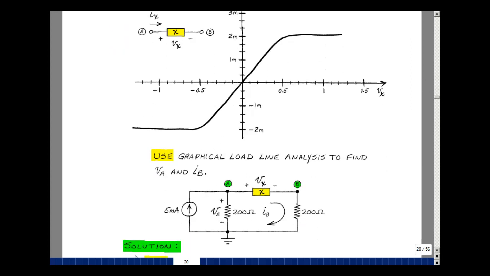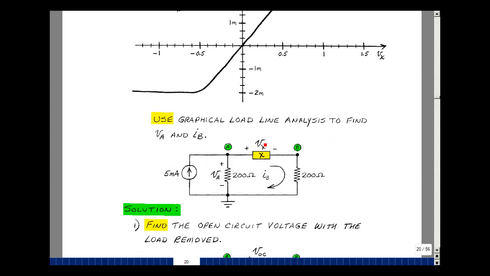Let's do that here. Suppose that I stick this element X in this circuit with two 200 ohm resistors and a 5 milliamp current source. Suppose I want to find the voltage V sub A and the current I sub B. Let's use a load line analysis technique, since we don't have an equation for this curve, to solve for that.